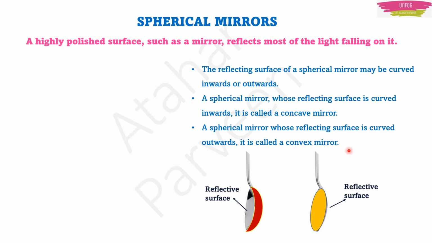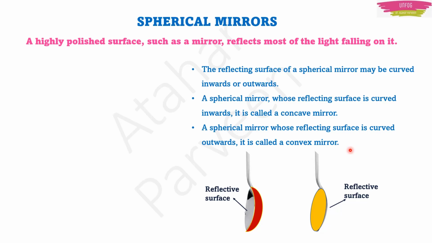Reflection happens in a highly polished surface. That polished surface could be a mirror. This mirror reflects most of the light falling on it. Because they are curved in their shape, we call them spherical mirrors.